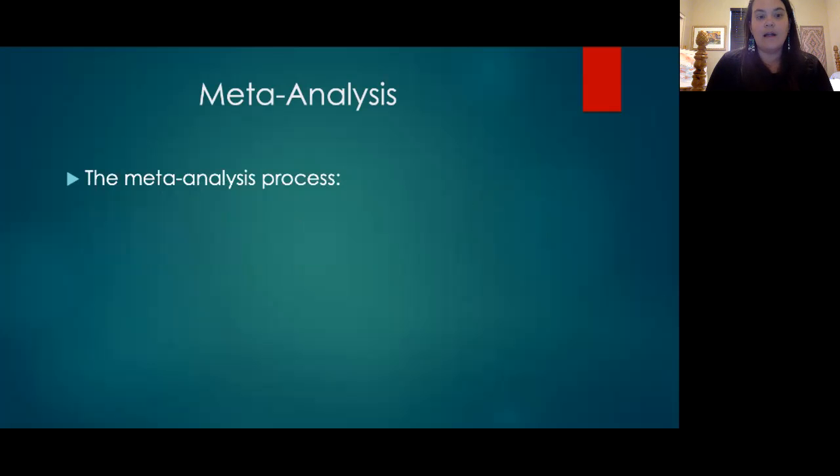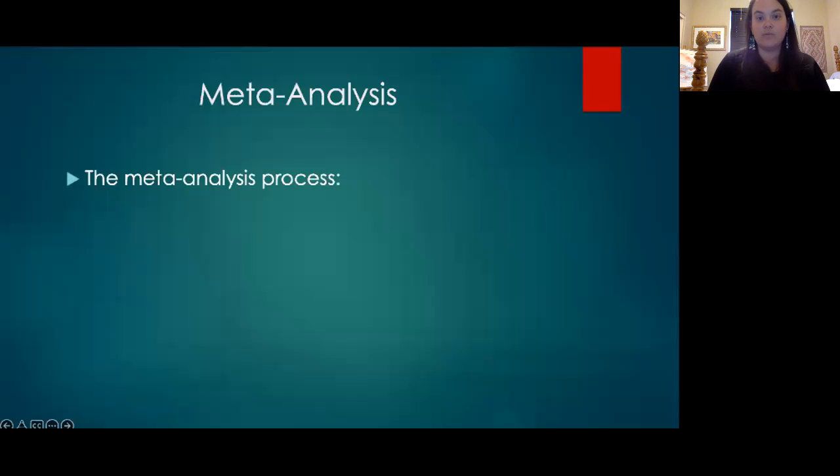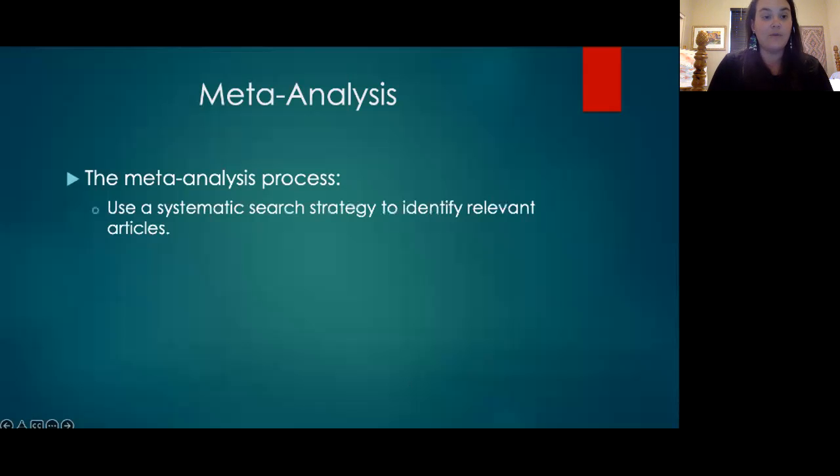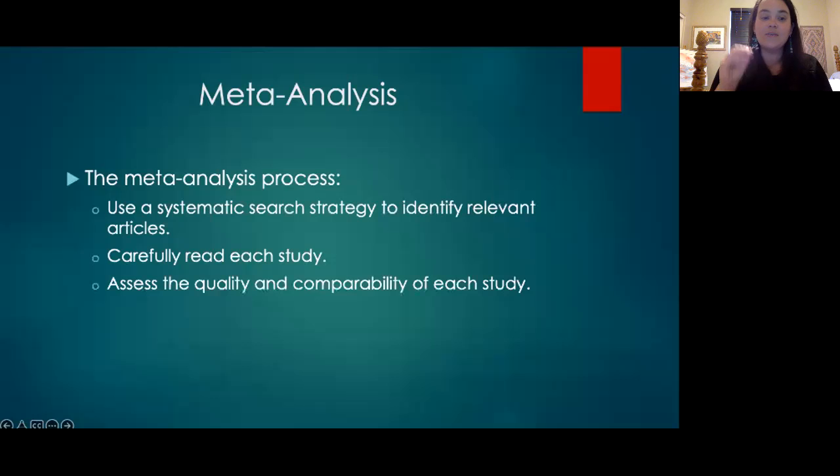So we have the meta-analysis process. The meta-analysis process is really very thoughtful and kind of hard. I have never done one of these. So again, you use a systematic search strategy, just like a systematic review, to identify some articles. You want to carefully read each study, all of them, carefully, the ones you find, similar to a systematic review, but this is, I would say, even more carefully, because you're going to assess the quality and comparability of each study. Can you compare those studies directly?